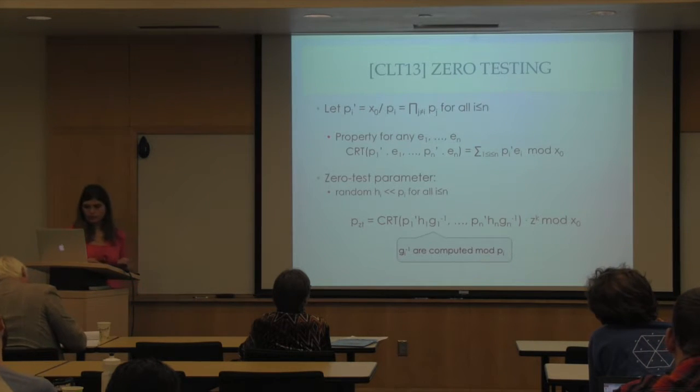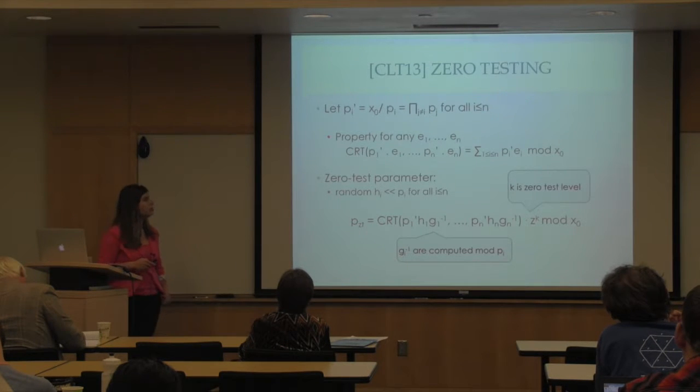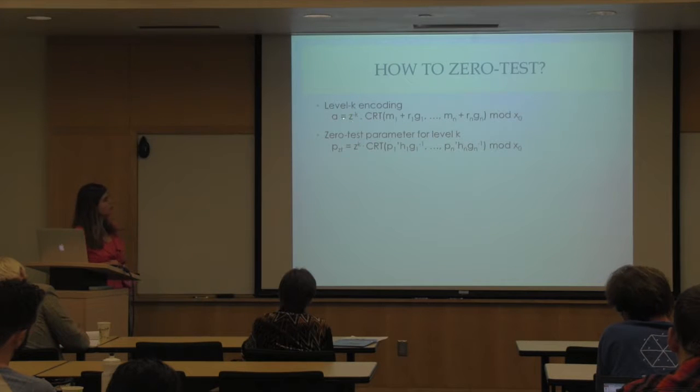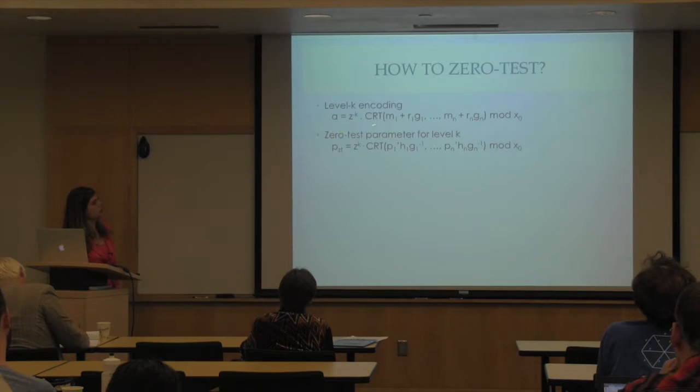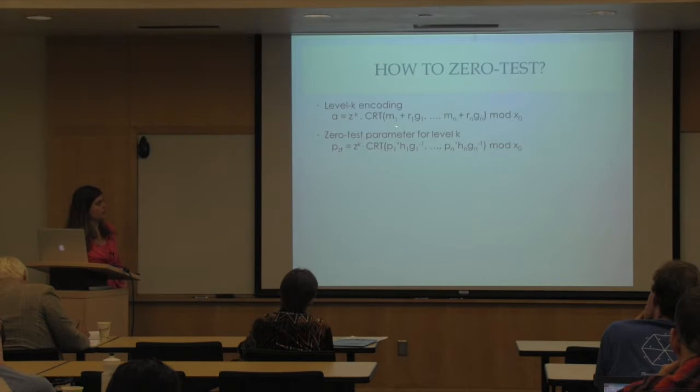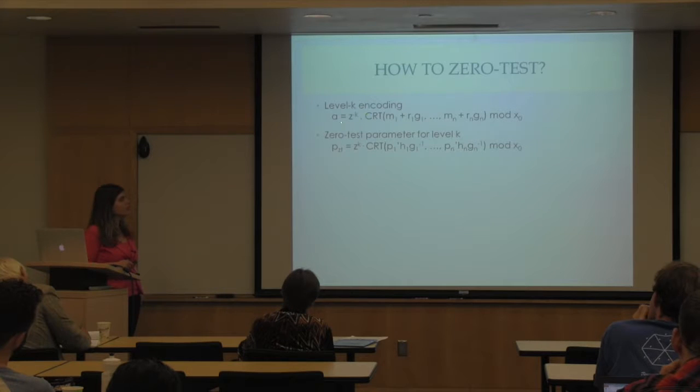So let's see how we actually zero test once we have this zero test level. How do we zero test if we have a zero test parameter in this form and an encoding at the zero test level? Again, an encoding at the zero test level will be a CRT of the values that are the noisy encodings of the components of the message. So they are again of the form m plus some random corresponding quantity. And then we have all of these divided by g to the power k.